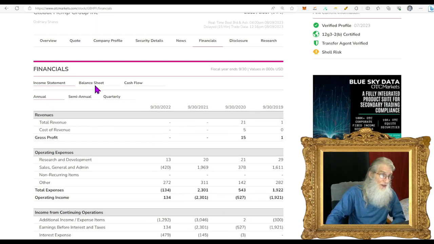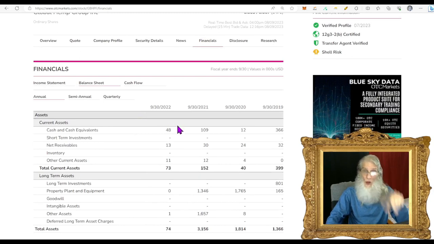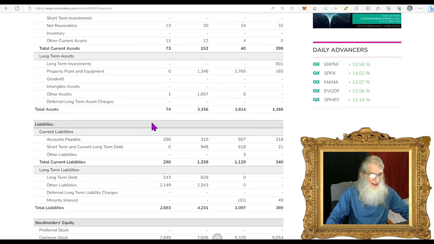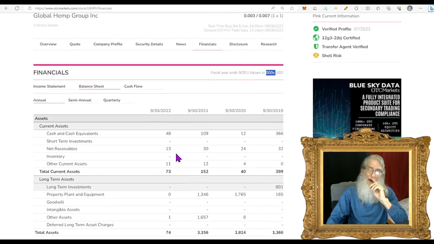We've got to be interested in their balance sheet at least. Let's see what we've got. All right, we've got cash in the bank of 48,000. On these charts here, we have to remember to add three zeros to any of the numbers on any of these charts. So 48,000, that's all they got in the bank. Assets, really $74,000 in assets. And total liabilities, 2.6 million. Very surprising to me. Considering that they got all this land up there in Hayden, Colorado, I don't know. I just don't get this.